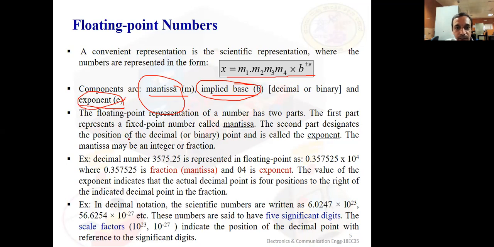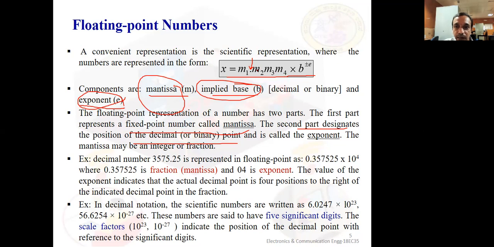Okay. So the first part of the floating point format is called the mantissa. The second part designates the position of the binary point. It is called the exponent. And now the concept is that this decimal or binary point is not fixed. That means it can be anywhere in this particular number.